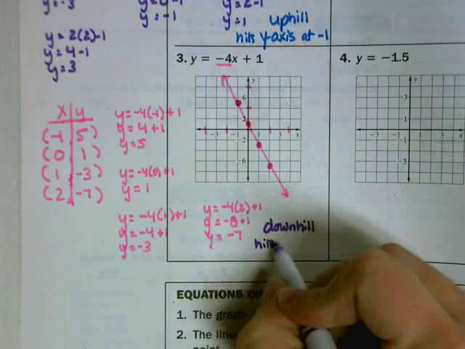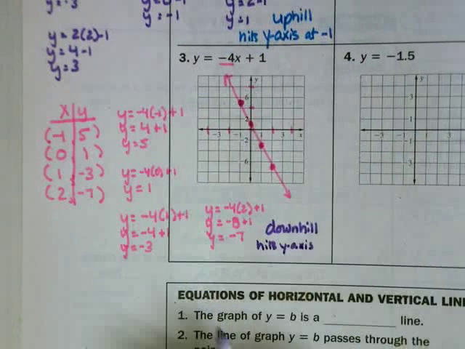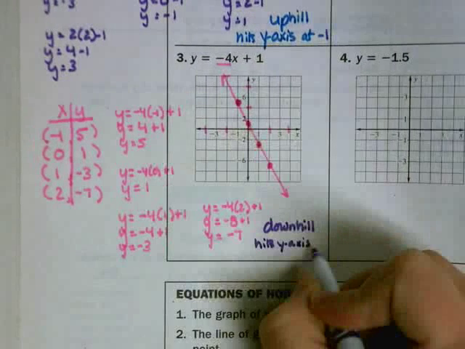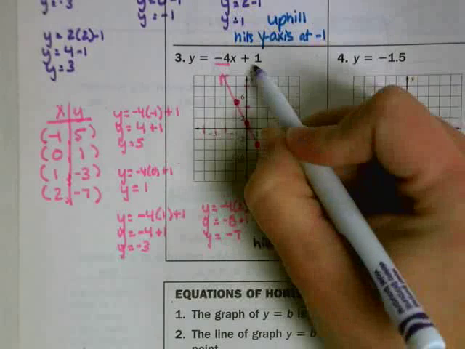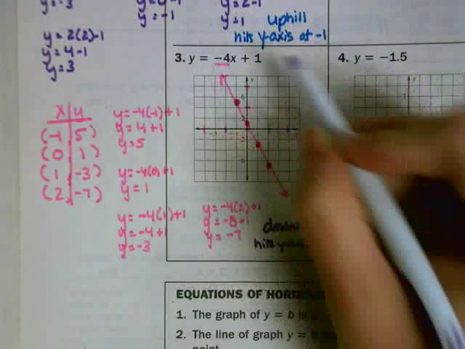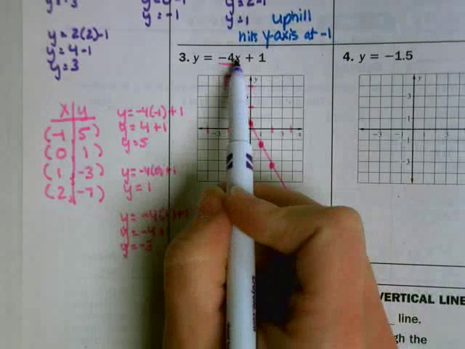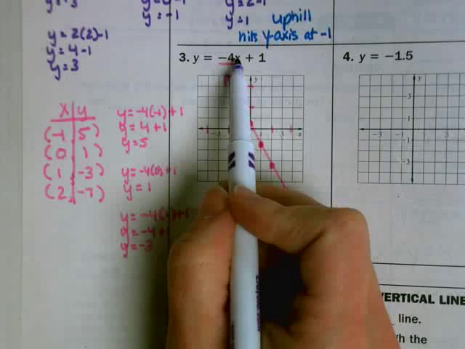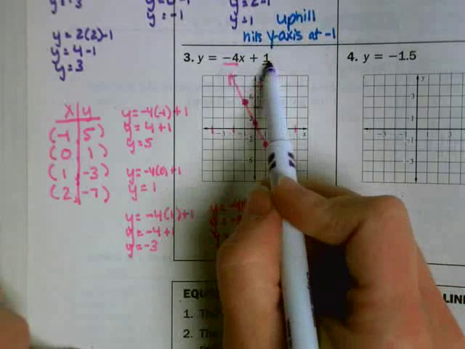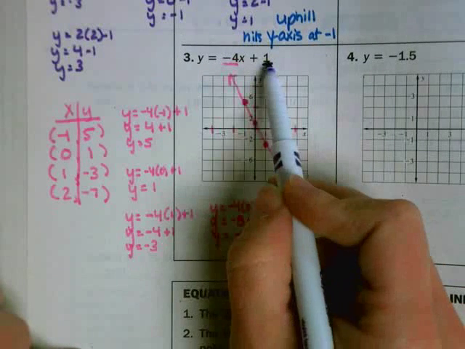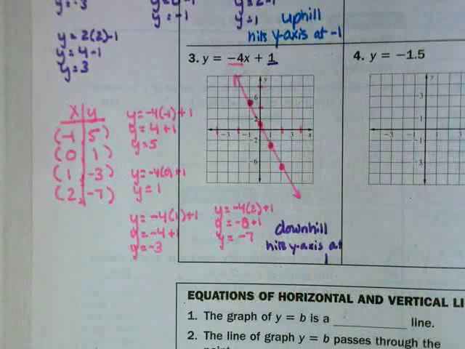What about where this hits the y-axis? It hits the y-axis at 1, and that's this number right here. Essentially, guys, when you put in 0 for x, when your x is 0, all that's going to be left is this number right here. So 0, that number. That's where it's got to hit the y-axis.